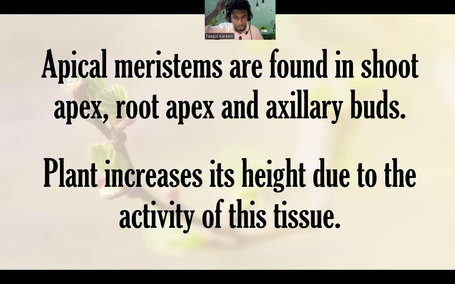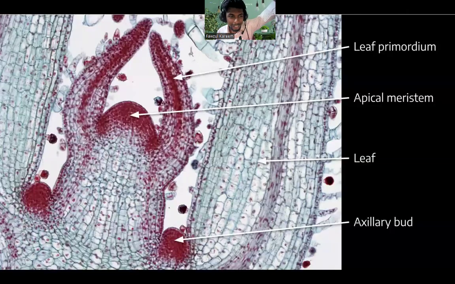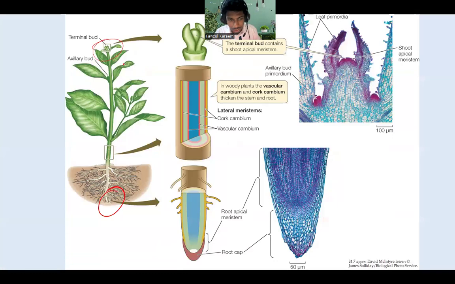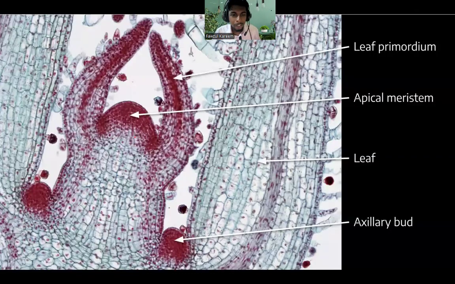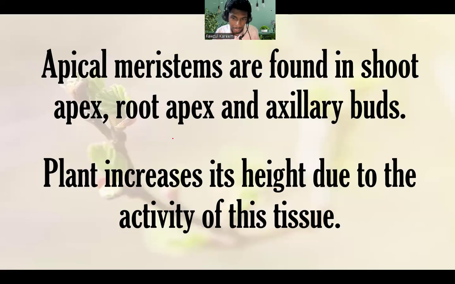What is apical? Apical means the apex, at the tip. So at the root tip and at the shoot tip. What is the shoot tip? This is the shoot system, and at its tip, that is called the shoot apex, or you can say apical bud. So at the apical bud or at the root tip, we have the apical meristem. So apical meristem is found at the shoot apex, root apex and axillary buds.